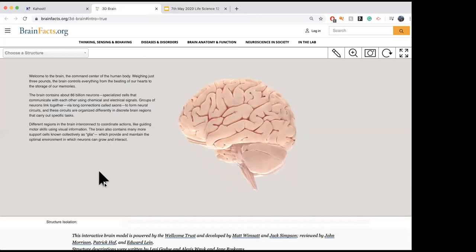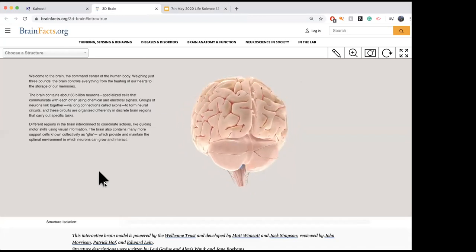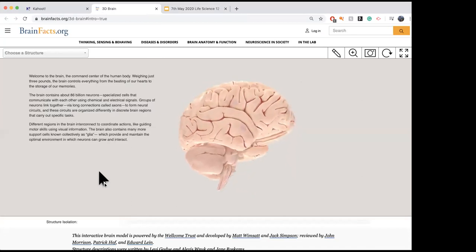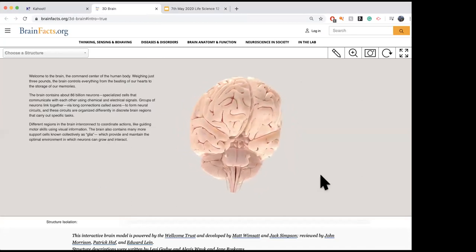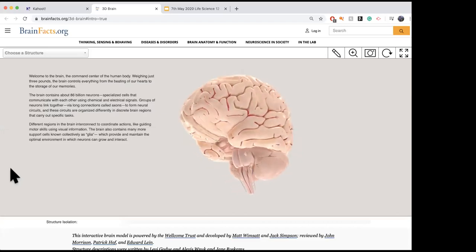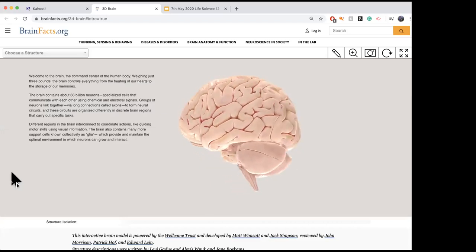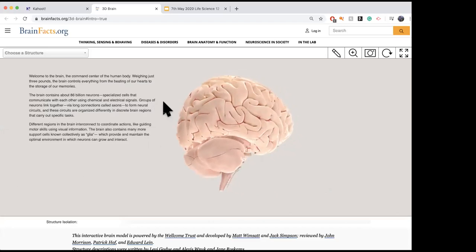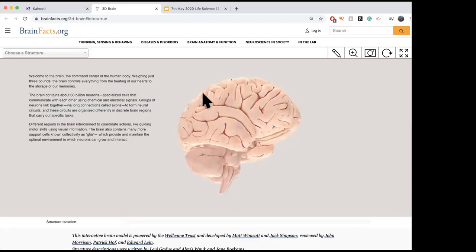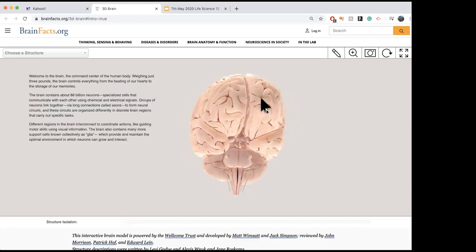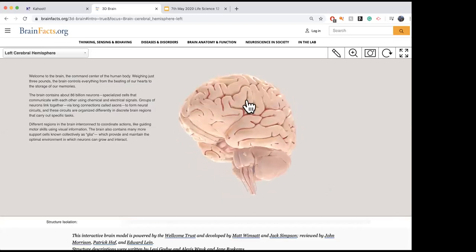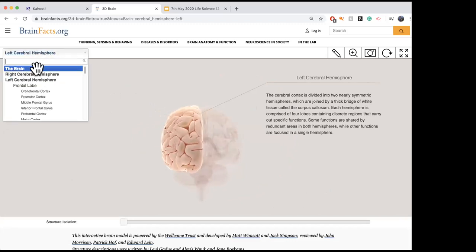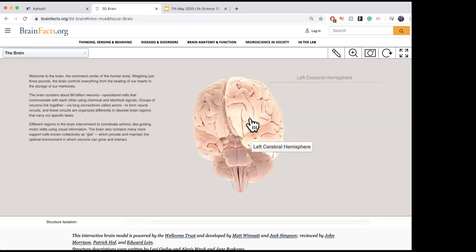So this is a wonderful website. If you are interested in neurology, remember neurology is the study of the human brain. Brainfacts.org is a fantastic website, and it is run by the Neurosurgeon Society. So we are going to use this brain as our model brain. Now, as you can see, the brain is made up of several parts. So you can go to the drop-down menu and you can click on a part.